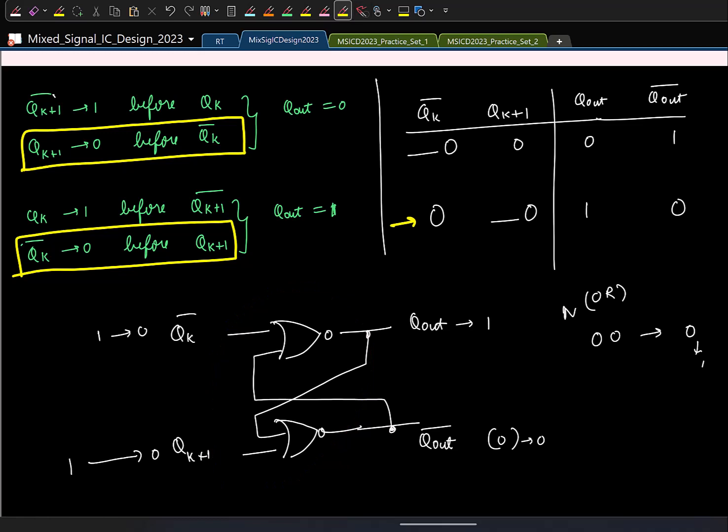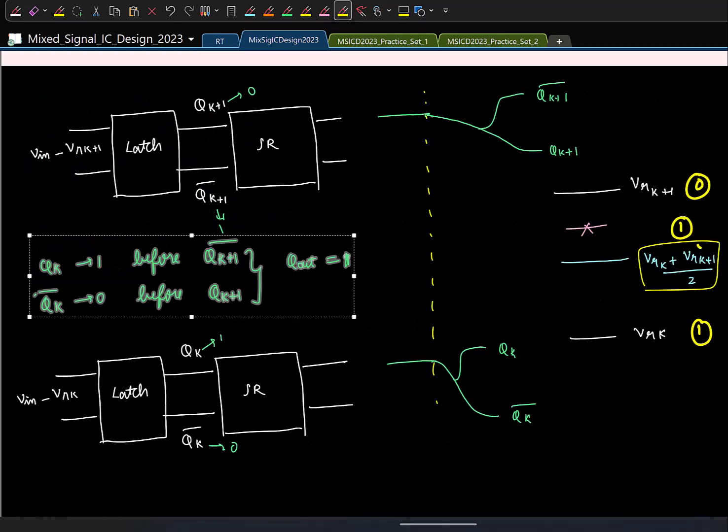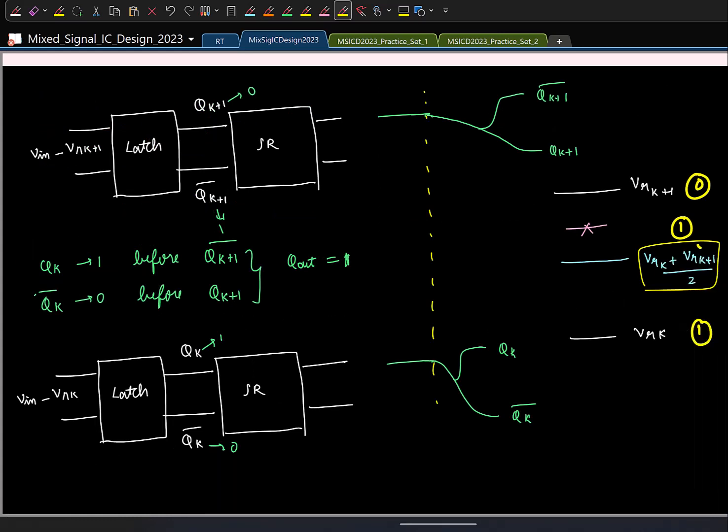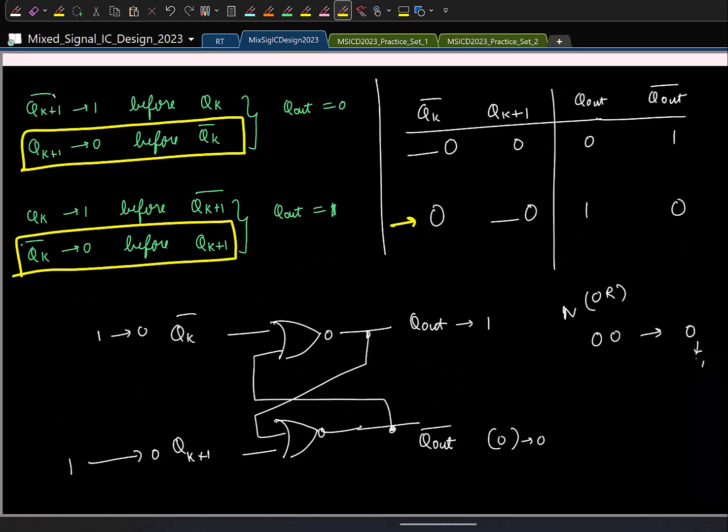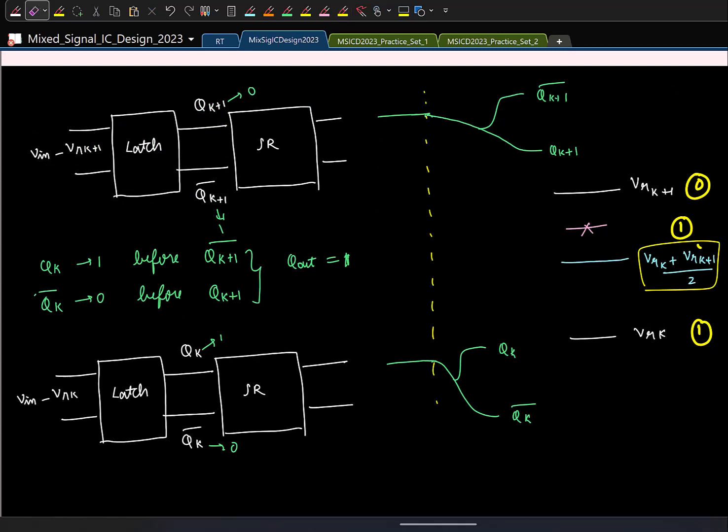Okay. So now you see the simplest thing you can do is, I'll take our existing Flash ADC. I'll first remove all these.